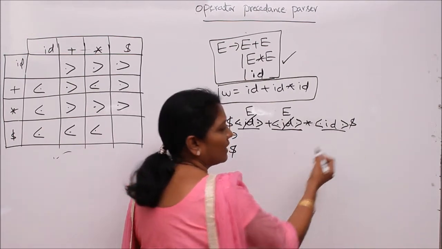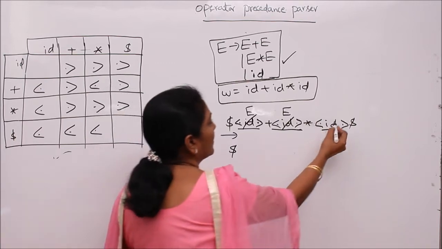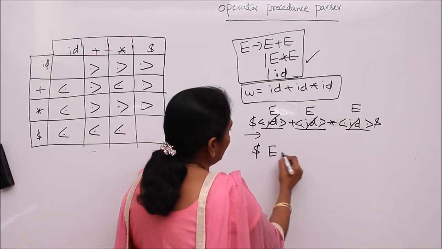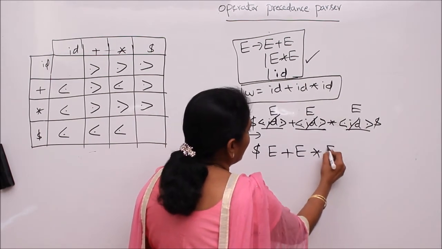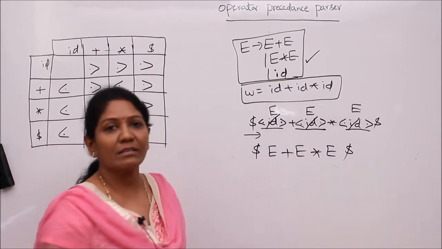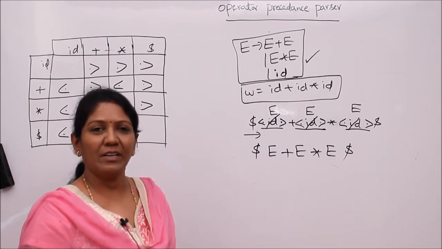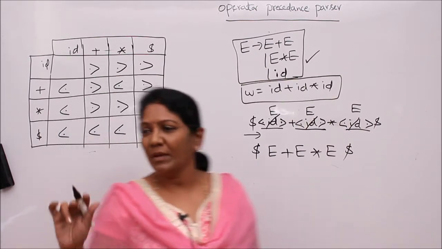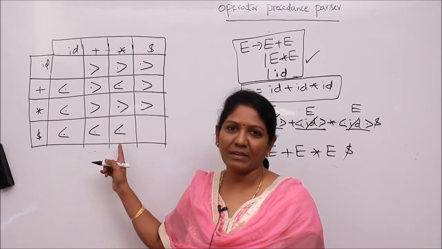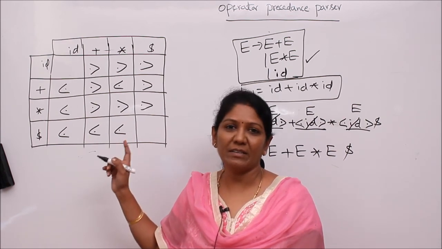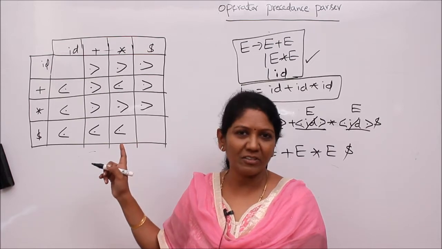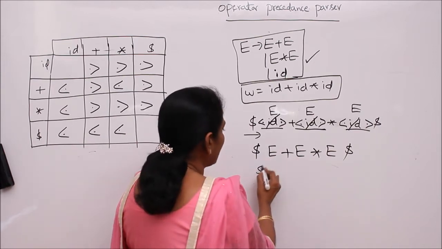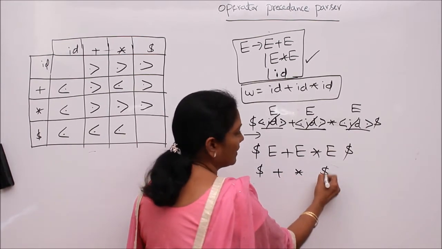Similarly, it continues further. The next handle that is detected here is this. So look at this. What are the terminals you have here? E star E. Though there are some non-terminals here, non-terminals are ignored by the parser because they do not have any role to play. Here the operator precedence parser mainly works by looking at the precedence relations among the operators. Precedence relations are defined only with the terminals but not with the non-terminals. So this string is actually viewed as something like this.